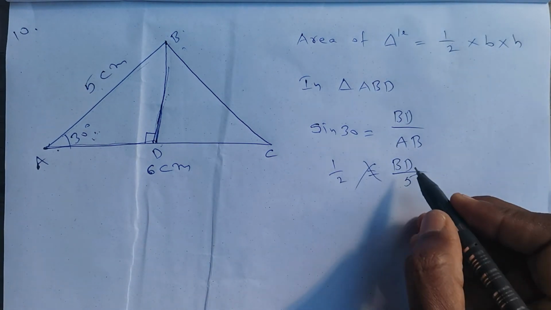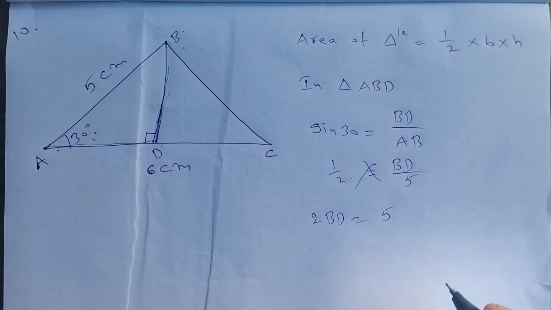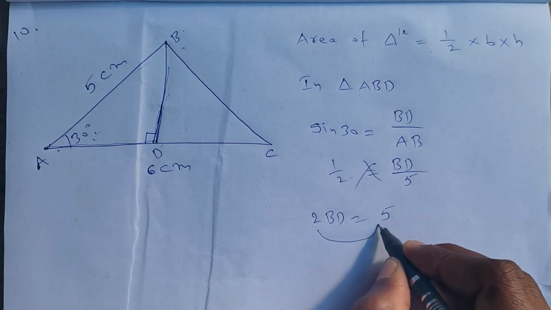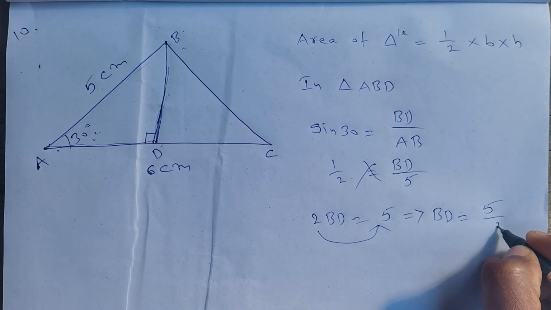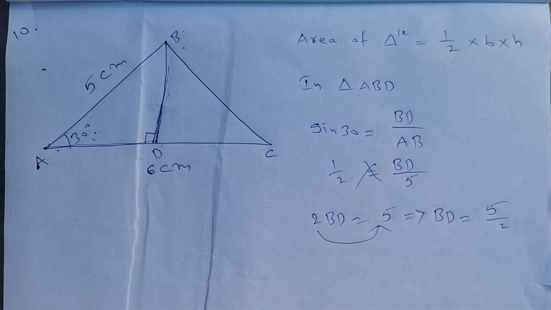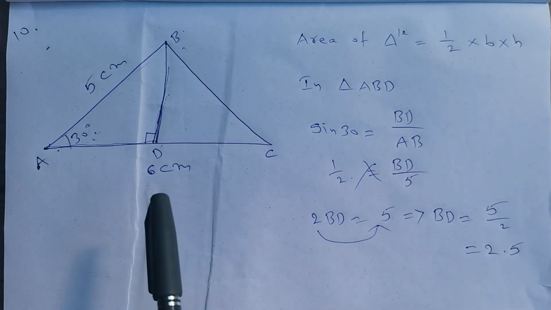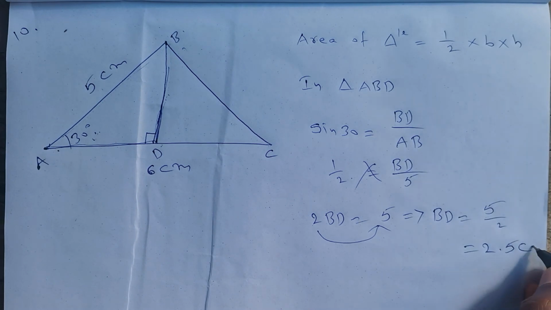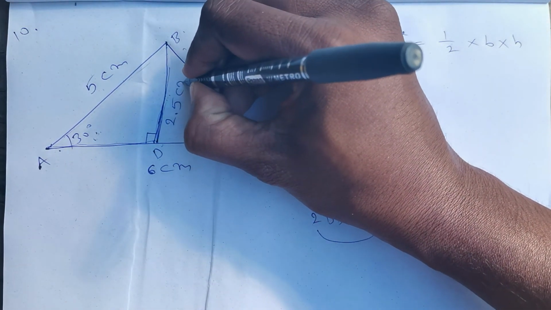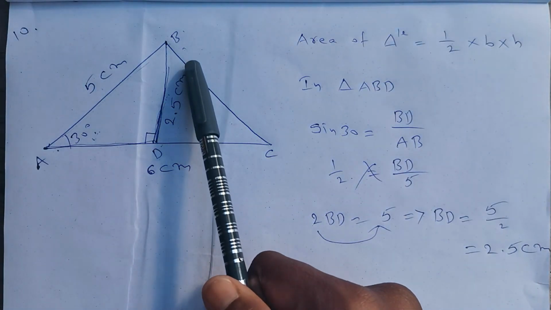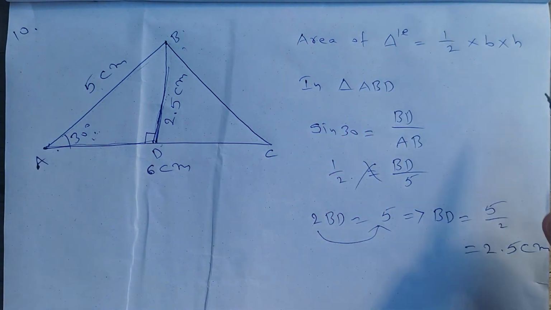So if we do cross multiplication, BD into 2, 2BD is equal to 5 into 1, 5. We want BD value, so I will take this 2 to the right side. So BD is equal to 5 divided by 2. So 5 divided by 2 is 2.5. So BD value is 2.5. All the measurements are in centimeters, so this is also centimeters. So this BD is 2.5 centimeters. And already we know that BD is height, because it is a perpendicular line. So now we got the height also.